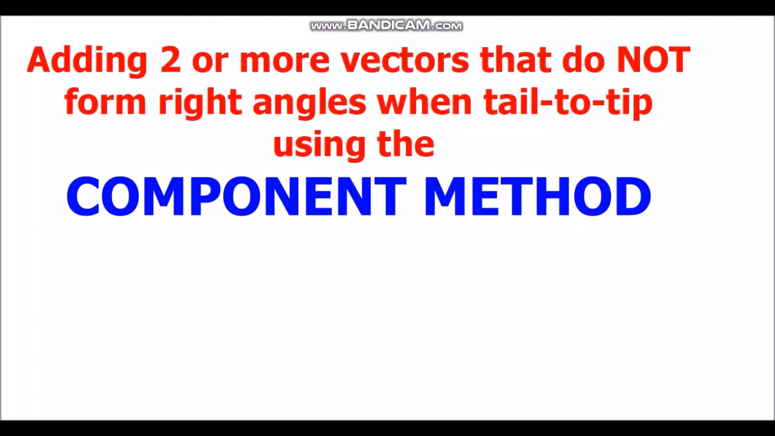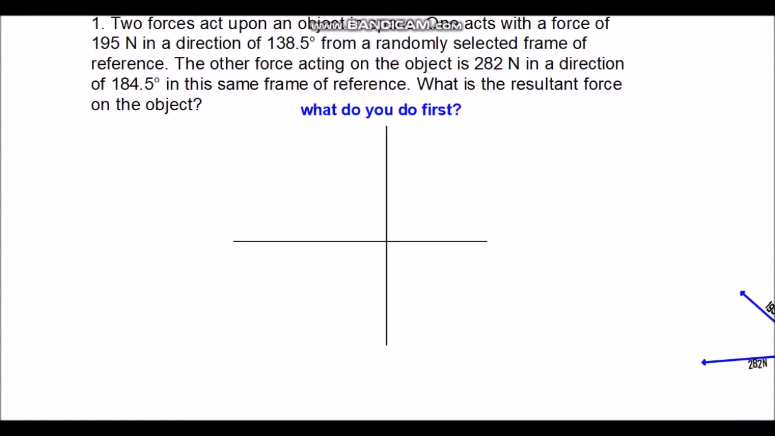Hello everybody. Today I'm just going to run you through how you can add 2 or 3 or 5 or 12 vectors, and it really doesn't matter how many, and it doesn't even matter what angle they form when they're tail to tip. So you would use this if ever you know you cannot do a right angle vector. Okay, so we'll get started with this problem here.